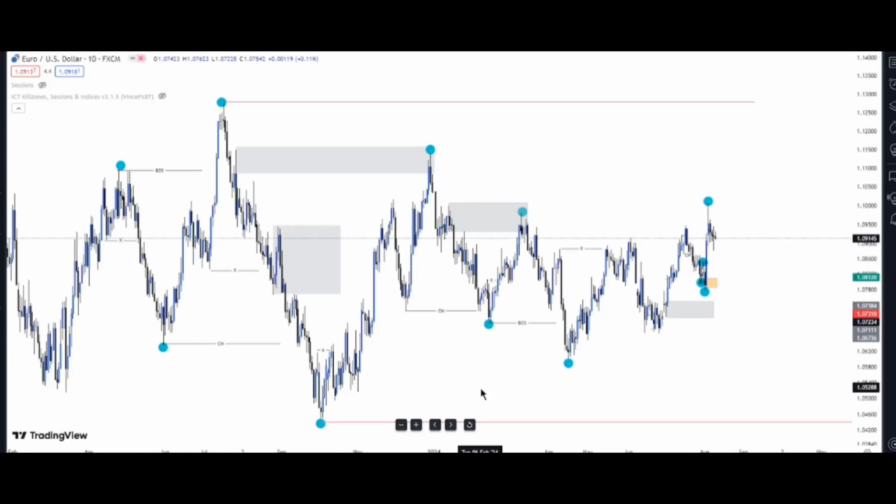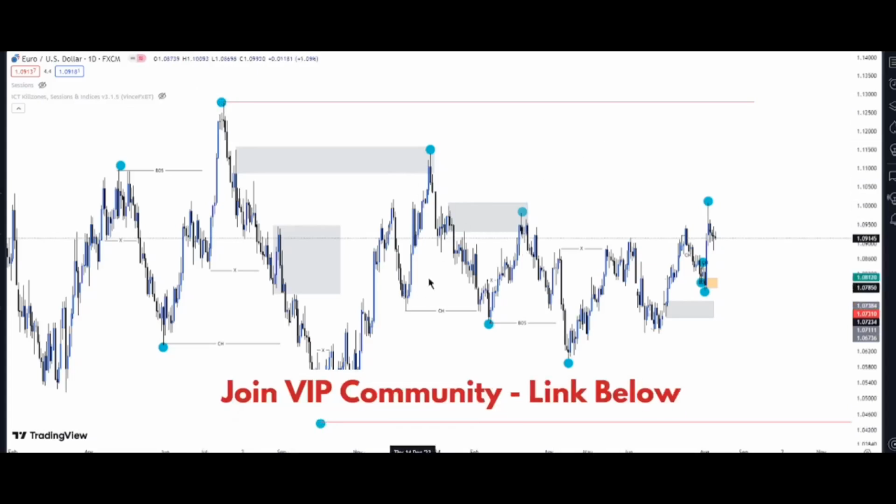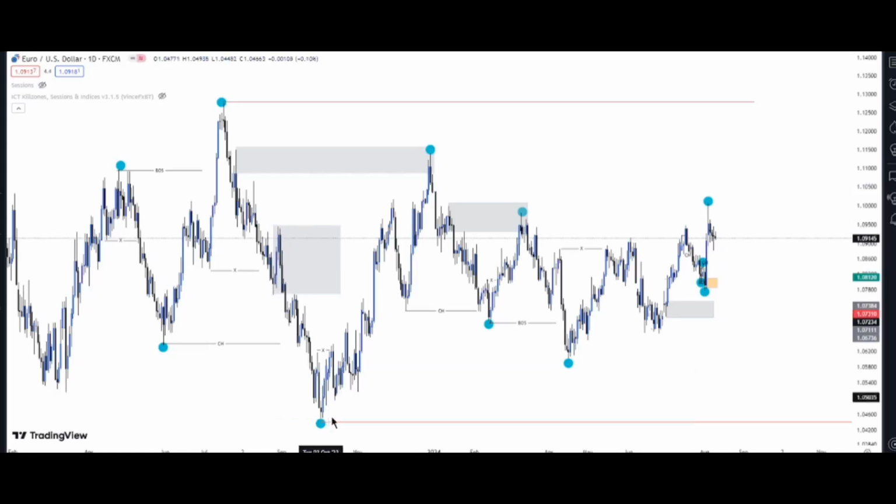I said, when you want to start your analysis, please start from the higher time frame, like the daily time frame. Now, this is the daily time frame of EURUSD. We said last week that our major structure high is here, major structure low is here. That's why I'm using these red lines. Now, all of these are internal structures of these major structures, major structure high, major structure low.